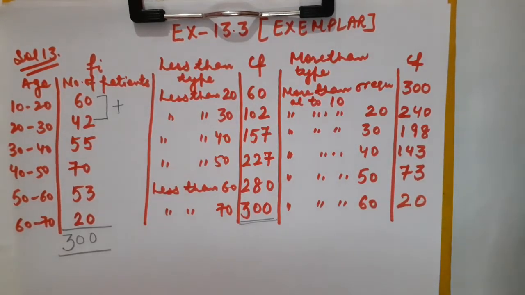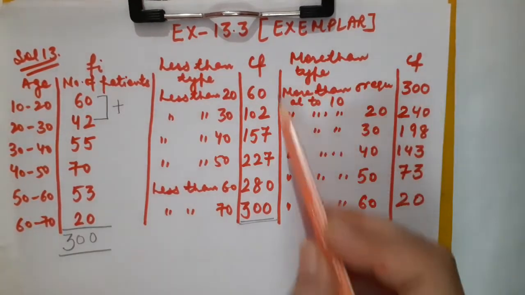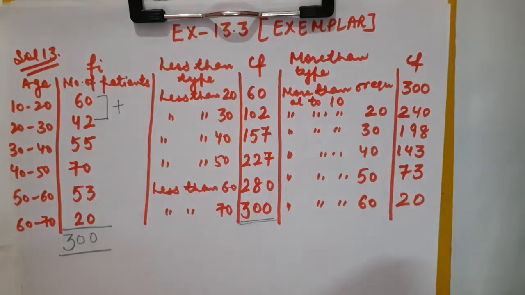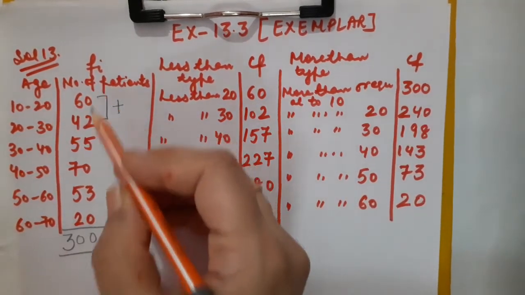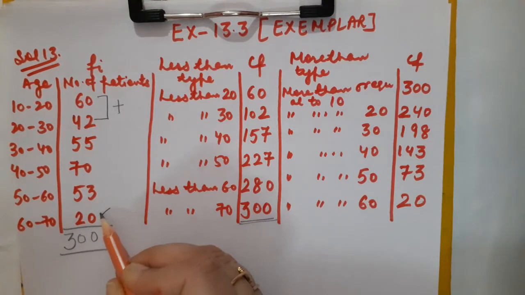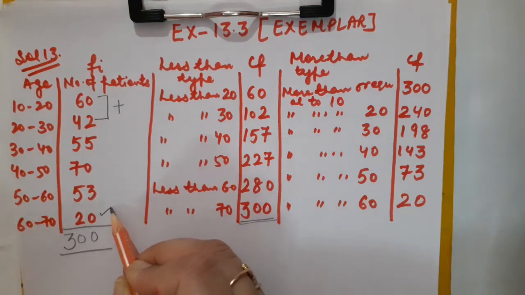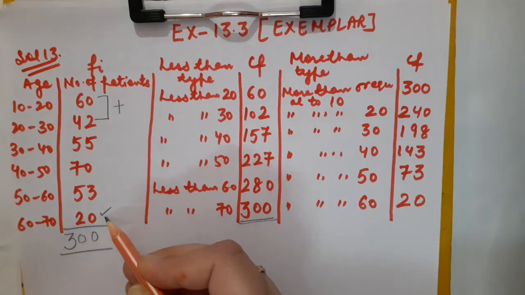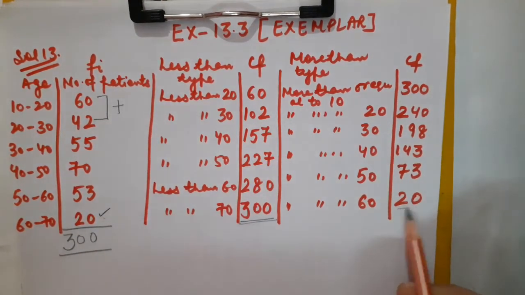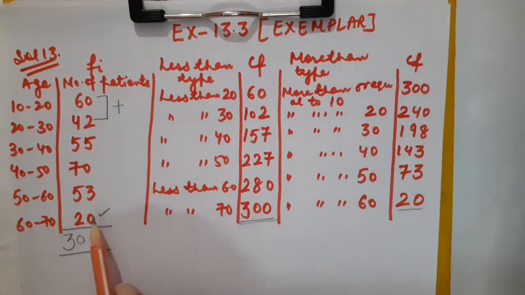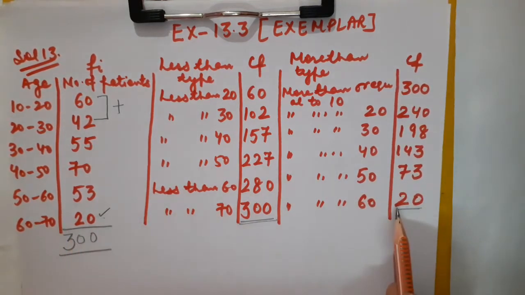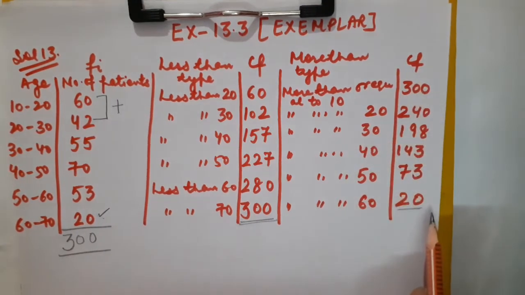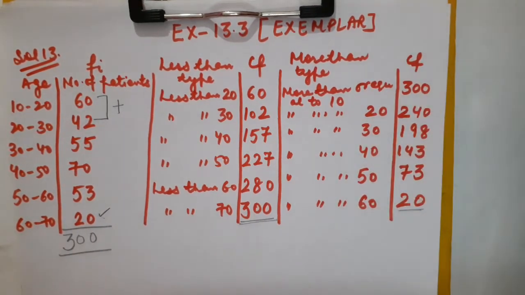Now how to verify whether our more than frequency distribution table is appropriate or not? Children, whatever will be the last frequency of the actual frequency which is given to you in the question, that would be the last frequency of the cumulative frequency also. Remember, this is the way to check the answer whether we have made the appropriate table or not.